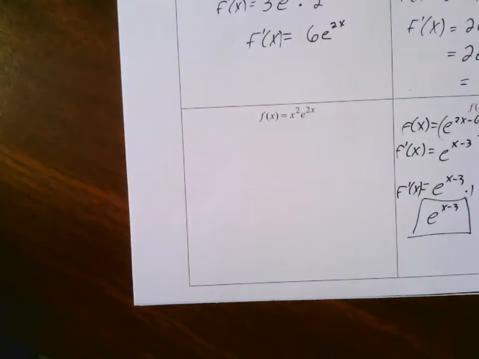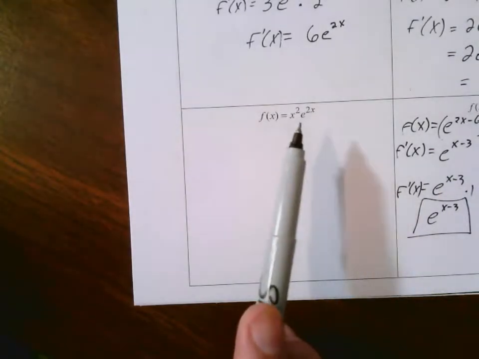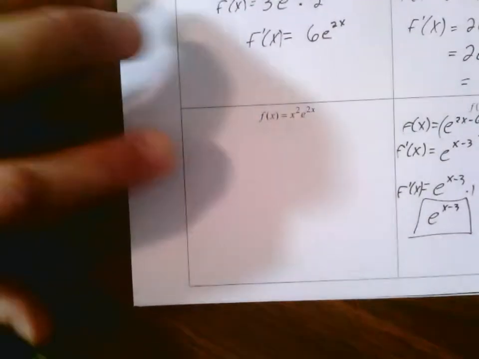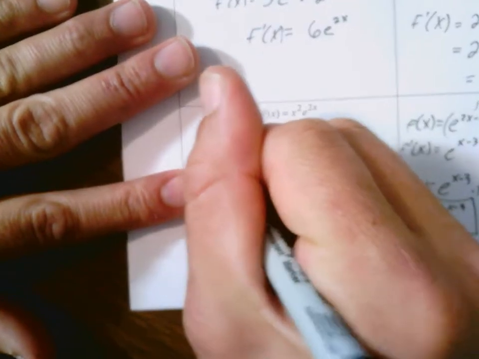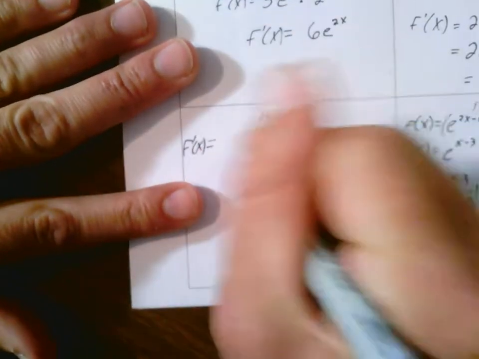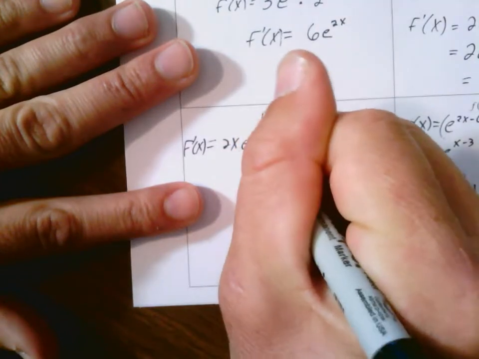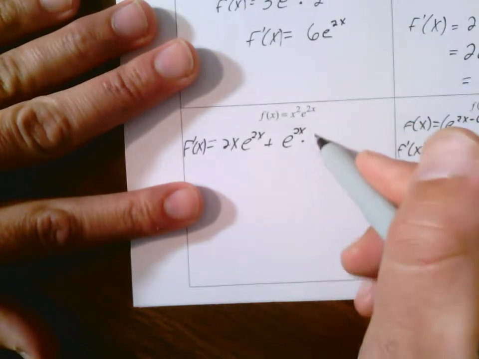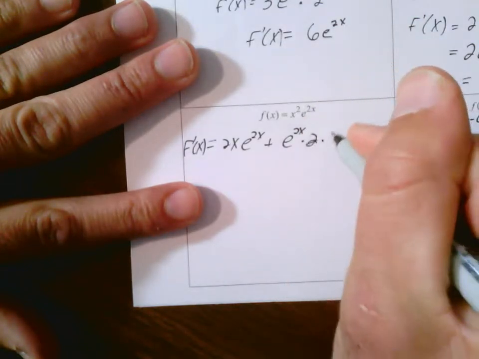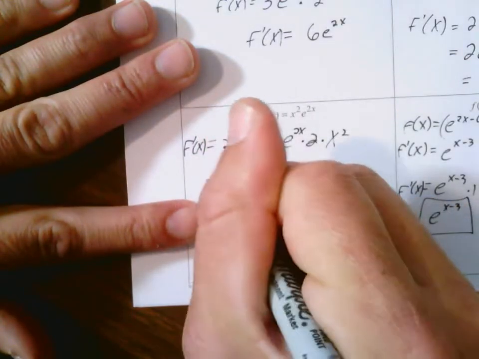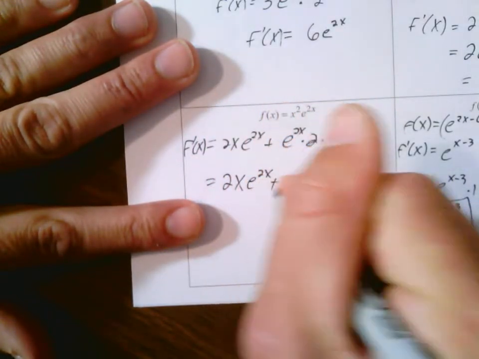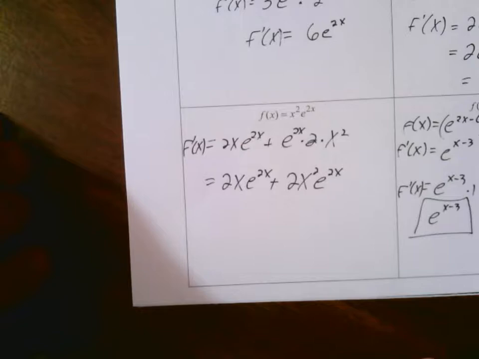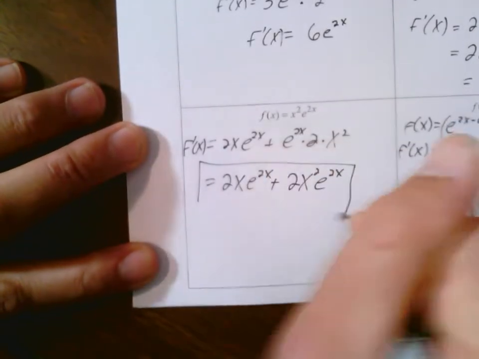The last one. We've got chain rule and product rule. Derivative of the first part equals 2x times the second part plus the derivative of the second part, e to the 2x, times the inside, which is 2, times x squared. So I'm left with 2x e to the 2x plus 2x squared e to the 2x. And no, you cannot combine those.